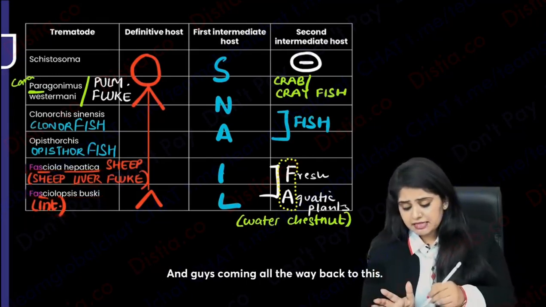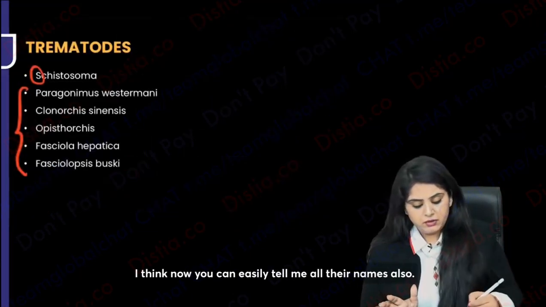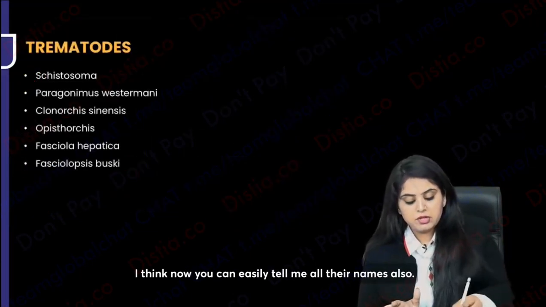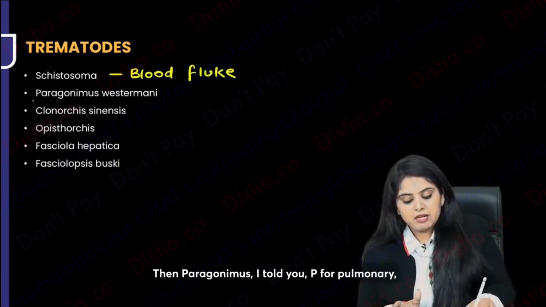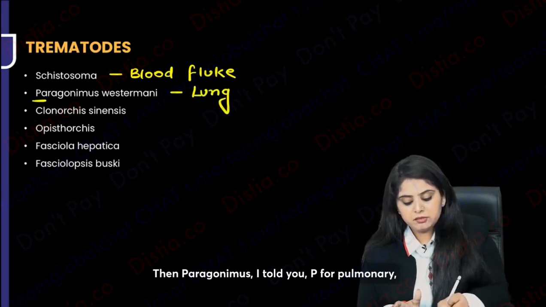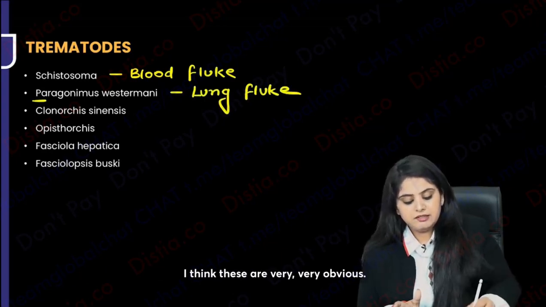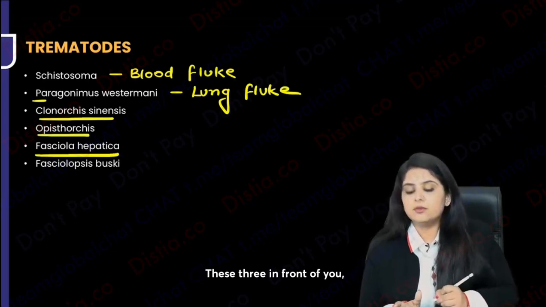Okay? And guys, coming all the way back to this, I think now you can easily tell me all their names also. Schistosoma was to do with the blood fluke, I hope you remember. Then Paragonimus, I told you P for pulmonary, so this is the lung fluke. I think these are very obvious, these three in front of you.